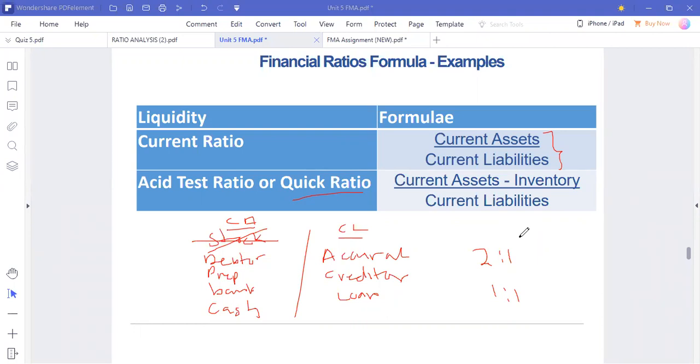A question? Yes, please. I don't understand the quick ratio, 2 to 1, 1 to 1. What does it mean?